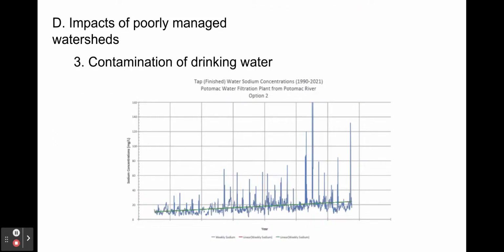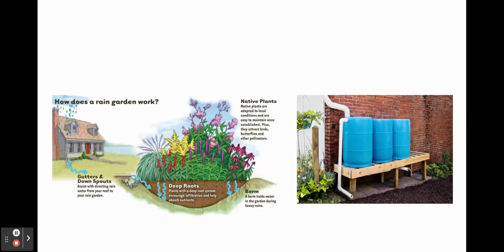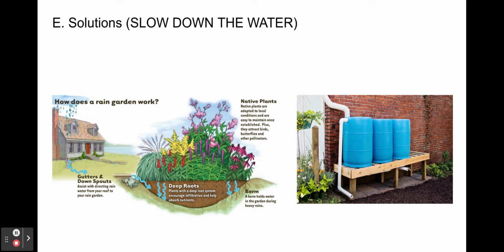And impact number 3, contamination of drinking water, like you saw in class. As salt is washed off of roads, flows into our drinking water sources, we can end up with water that's potentially too salty to drink. So what are the solutions? Here's our final section. Section E, solutions. The whole purpose of these solutions is to slow down the water, prevent it from becoming runoff.